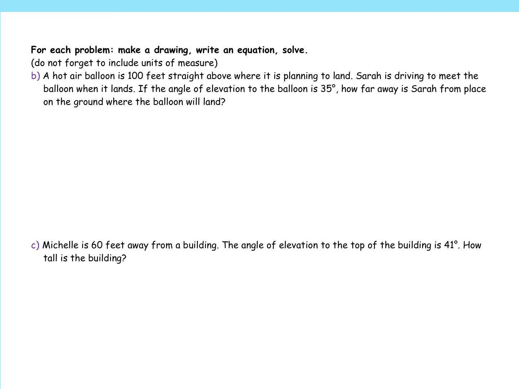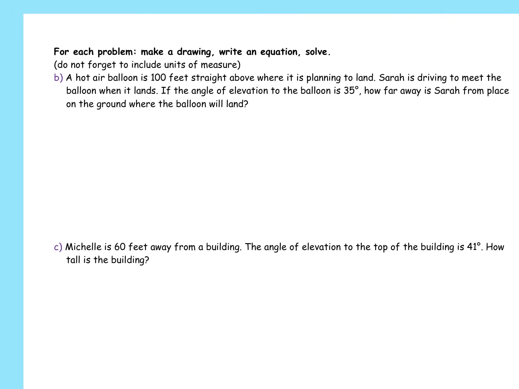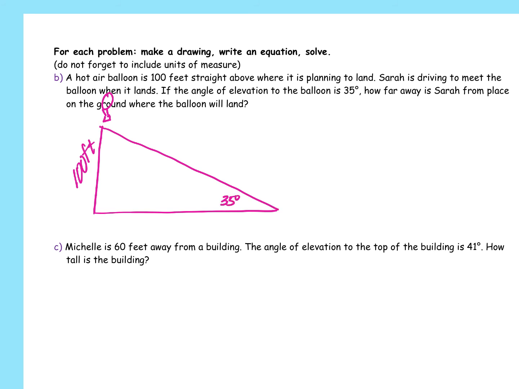Okay, a hot air balloon is 100 feet straight above where it's planning to land. So here's my hot air balloon. It's 100 feet. I can't draw, but imagine it being a hot air balloon. Sarah is driving to meet the balloon when it lands. If the angle of elevation to the balloon is 35 degrees, so here's her driving, 35 degrees. How far away is Sarah from the place on the ground where the balloon will land?